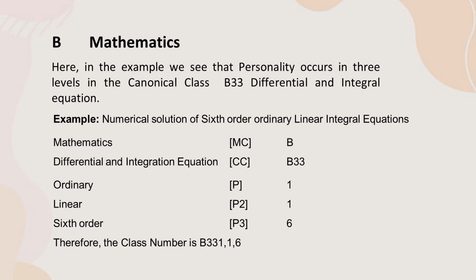We get in the personality facet the 3 levels, that is in level 1 ordinary differential and integral equation, then in level 2 we get linear ordinary differential integral equation, and in level 3 we get the 6th order of the ordinary linear differential equation. Therefore, the class number will be B33, 1, 1, 6. As we get from the facet formula, the indicator digit is to be inserted accordingly.